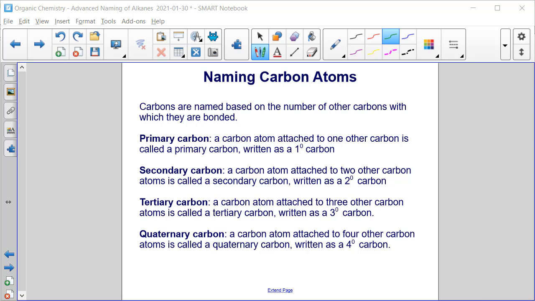Carbons are named based on the number of other carbons with which they are bonded. So primary carbons are a carbon that is attached only to one other carbon. And we abbreviate it with this 1 and a degree symbol. That means primary carbon. A secondary carbon is a carbon atom attached to 2 other carbon atoms, and written here as a secondary carbon. Tertiary carbons are carbon atoms attached to 3 other carbons. So when we write it like this, tertiary. And quaternary carbons are carbon atoms attached to 4 other carbon atoms. And a quaternary carbon is written 4 with the degree symbol, quaternary.